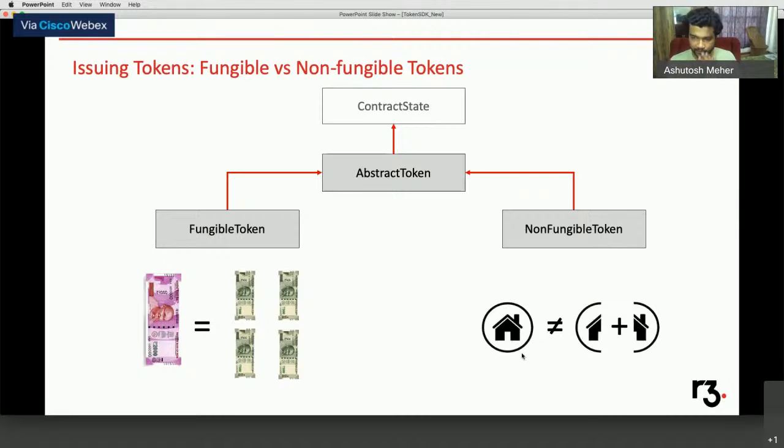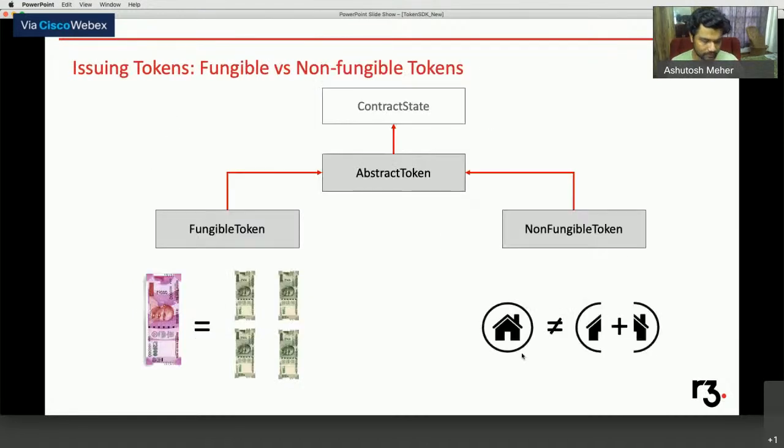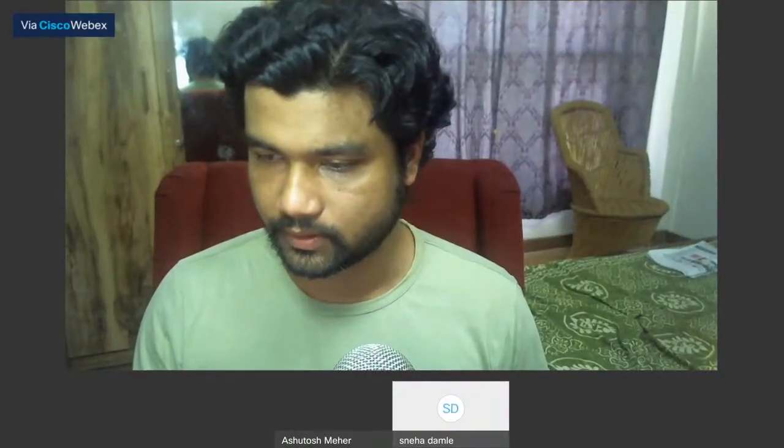All right. So that's overall from the slide perspective. Let me go ahead and open up a little bit of code and try to explain how these things look in code.